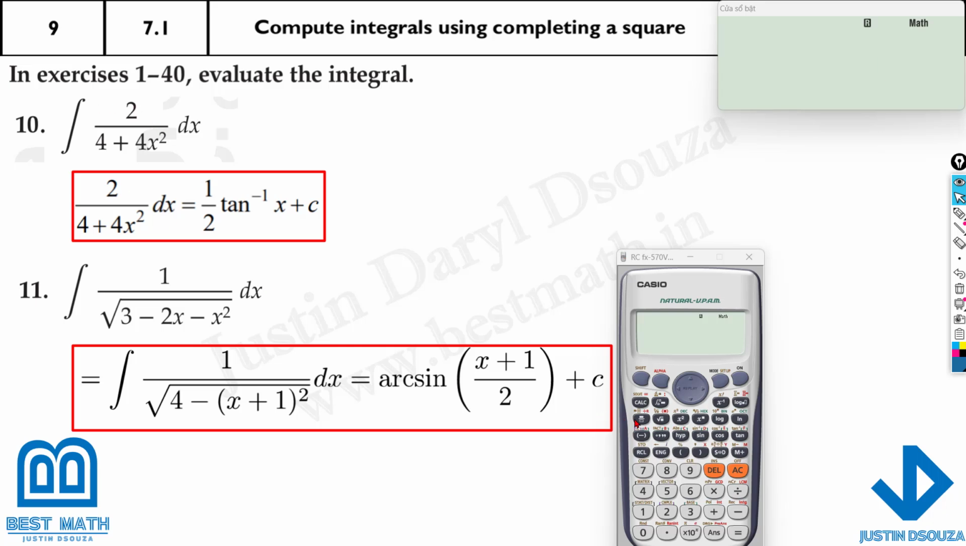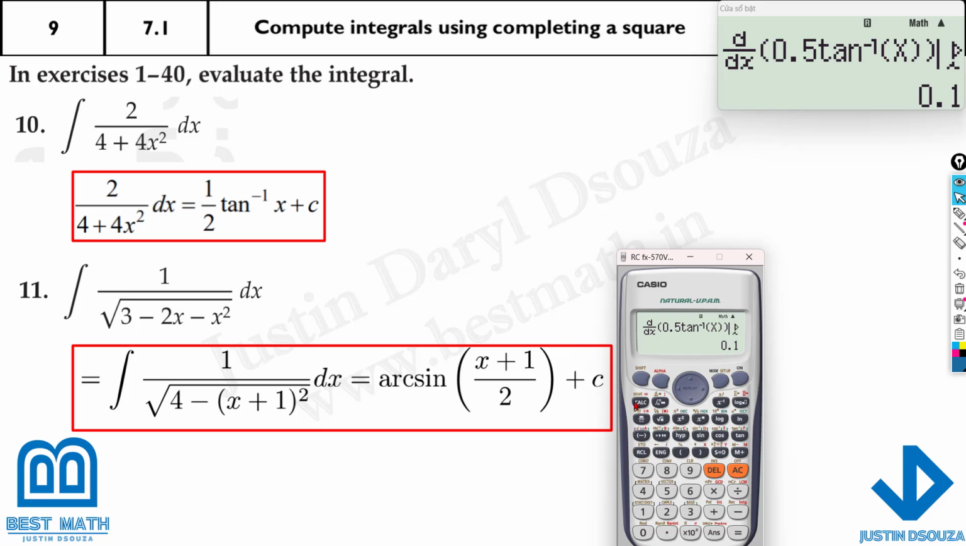Over here, first we'll put the question, that is 2 divided by 4 plus 4x squared. Then calculate this at 2, and here we go, it's 1 by 10, that means it's 0.1. So let's solve this up. Shift dy by dx, it's half, that is 0.5 or 1 by 2. Shift and tan gives you tan inverse x, and x value at 2, here we go, it's 0.1 or 1 by 10.